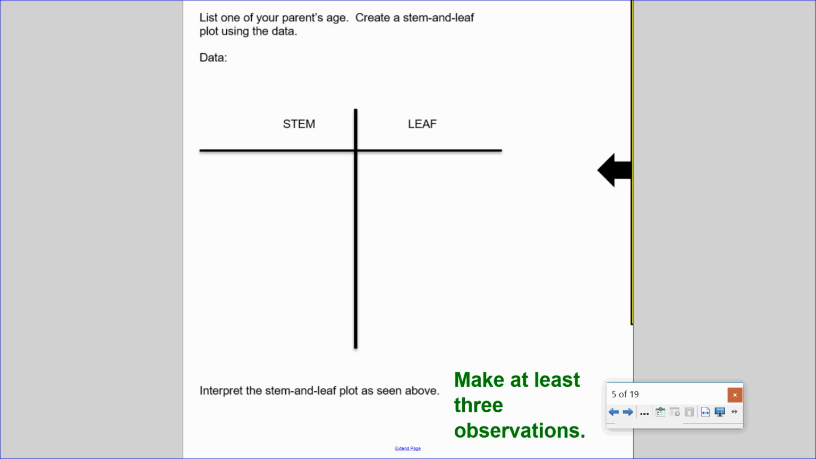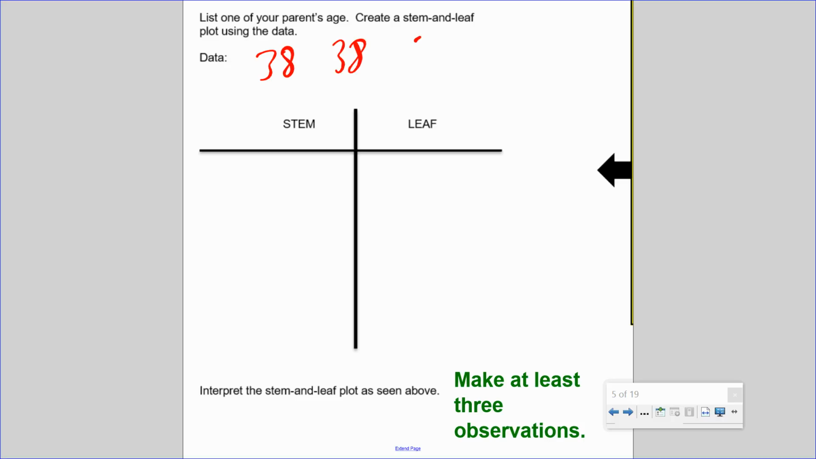So our survey today is you're going to list one of your parents' ages. I don't care which parent you want to list. And we're going to create a stem and leaf from it. For example, just pretending I'm asking, someone says their parent is 38. Someone says their parent is 38.